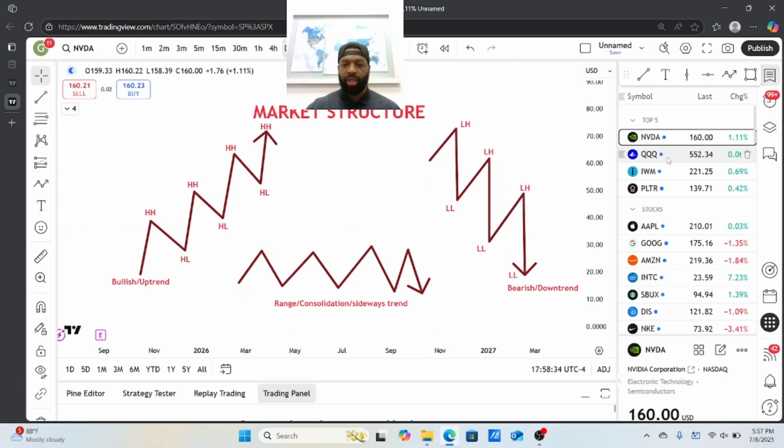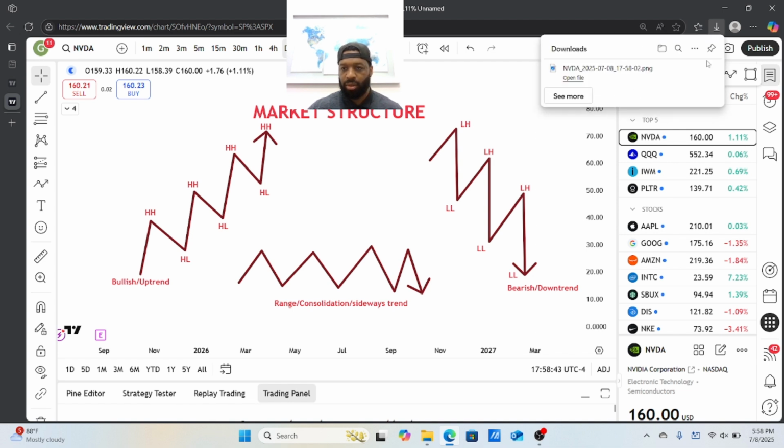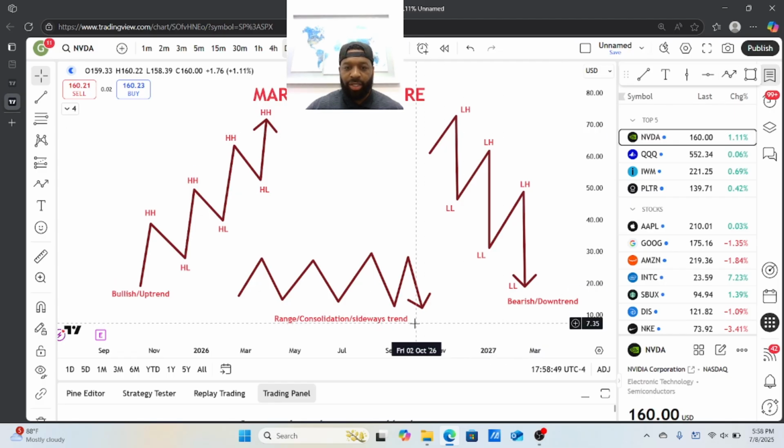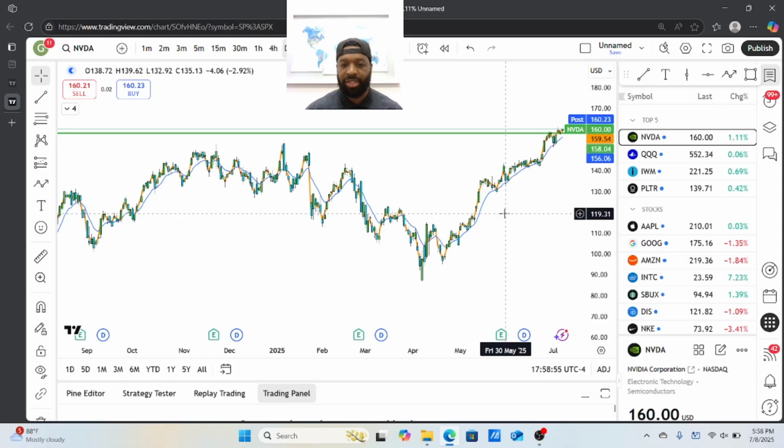So let's go over to the charts real quick and just kind of look at what these three look like. And I'm going to screenshot this so I can have this saved. Let's download this image. All right, cool beans. All right, sweet. So now let's look at this live on the charts, right? And I'm not going to get into too much detail in this video.